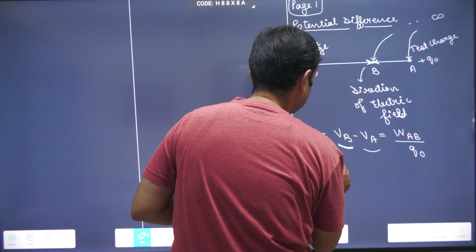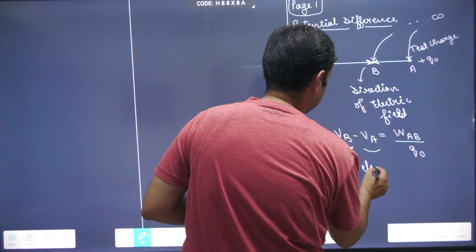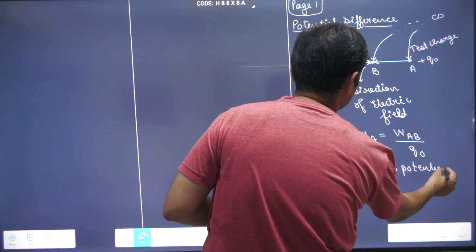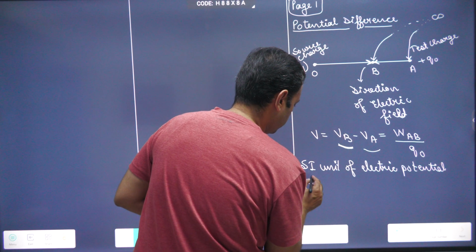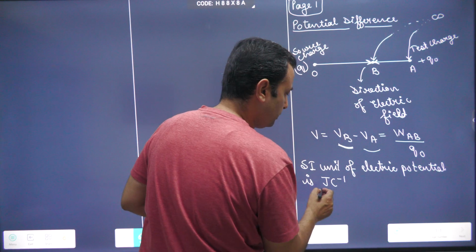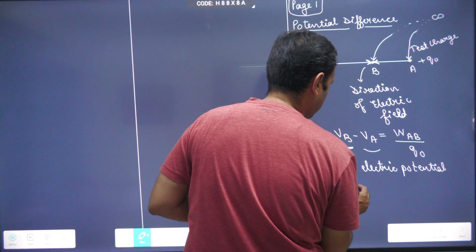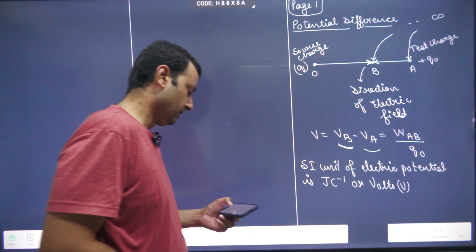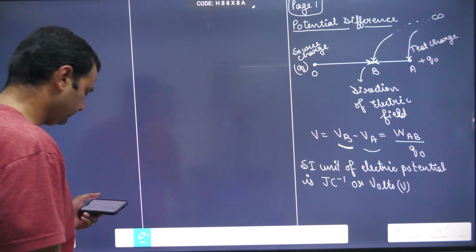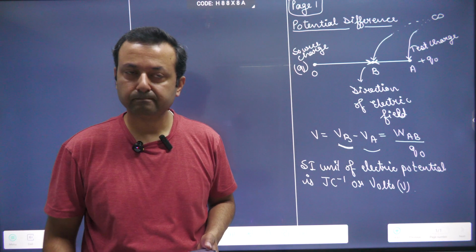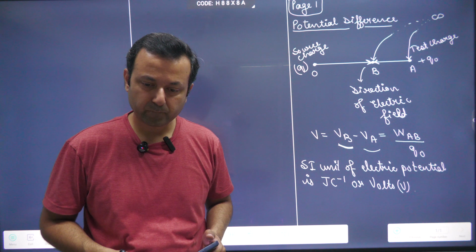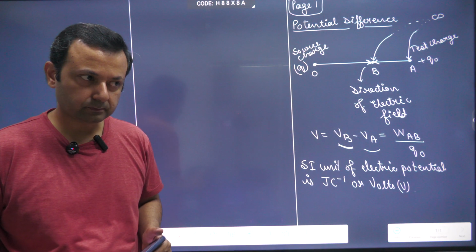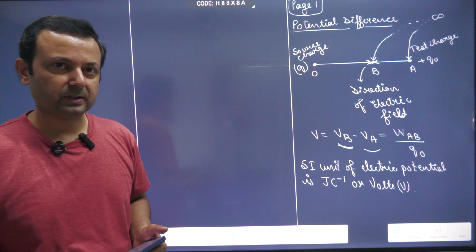SI unit of electric potential is joule per coulomb, J C to the power -1, or volts, V. So electric potential is the work done to bring the charge from infinity to point A, and likewise to point B, and potential difference is the difference between them.